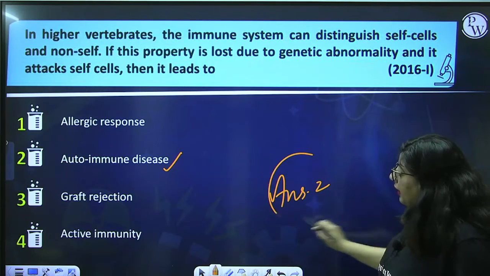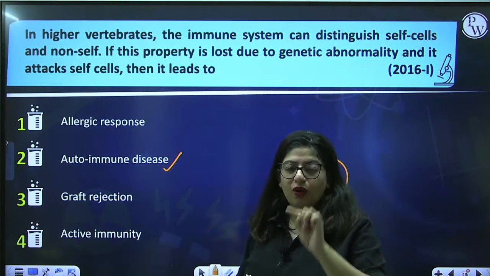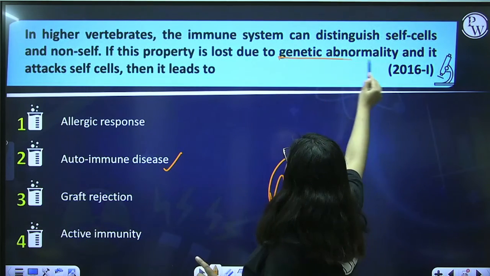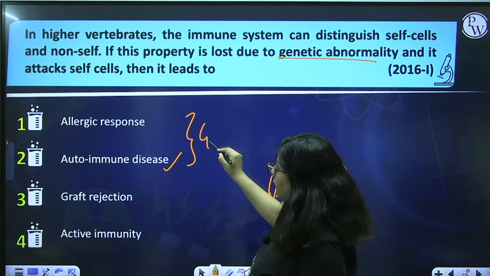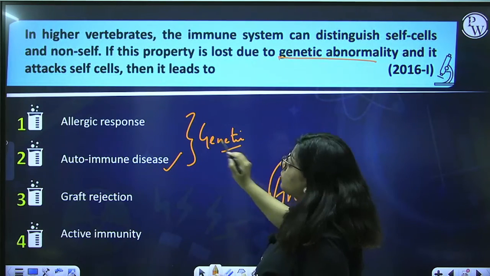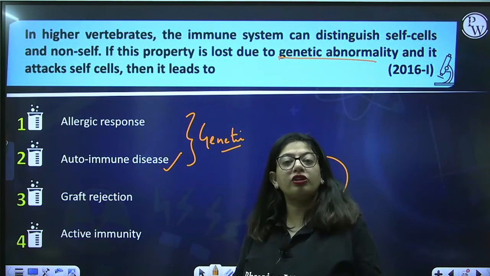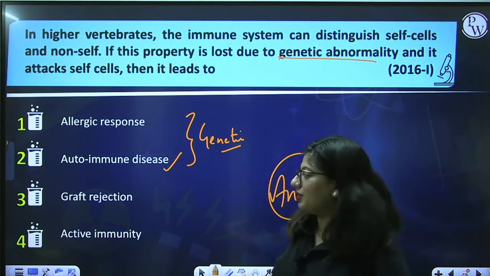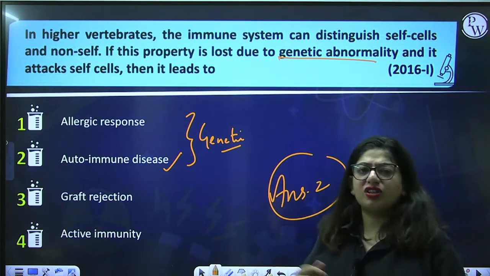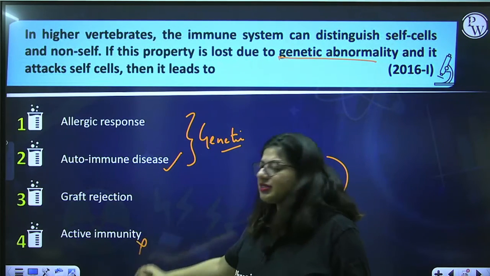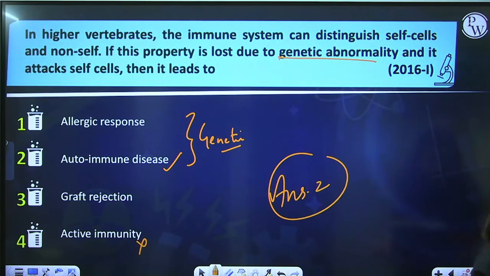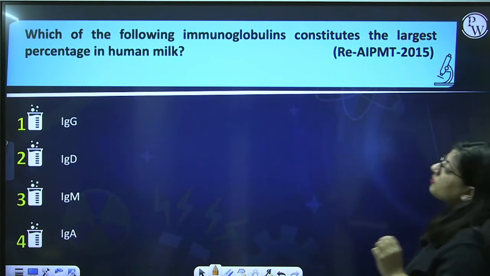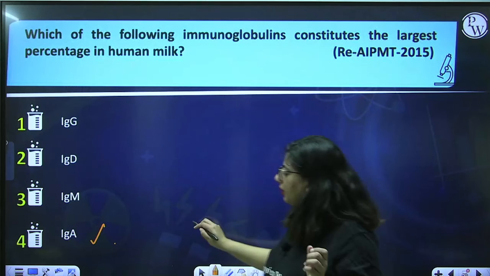Answer is 2. In allergy, though allergy and autoimmunity both are genetic, yes, both are genetic. That's why they have written genetic. But in allergy, it's the hyped response. But in autoimmunity, your own body cells are attacked by your own immunity. So the answer is 2. In graft rejection, it's organ transplant. In active immunity, it's quite different. So the answer is 2. Which of the following immunoglobulins constitutes the largest percentage in human milk? Very simple, IgA.